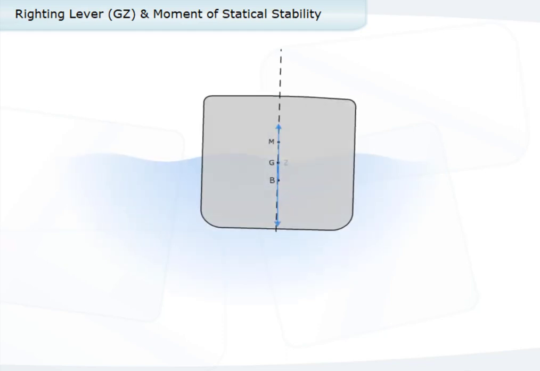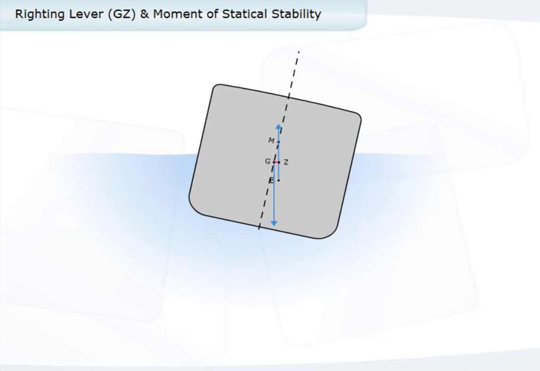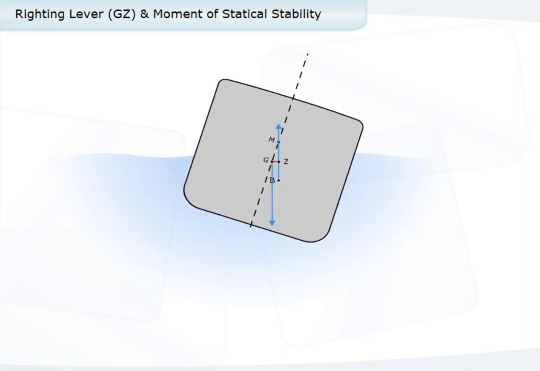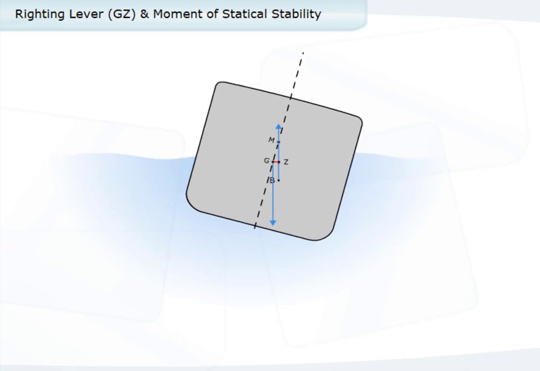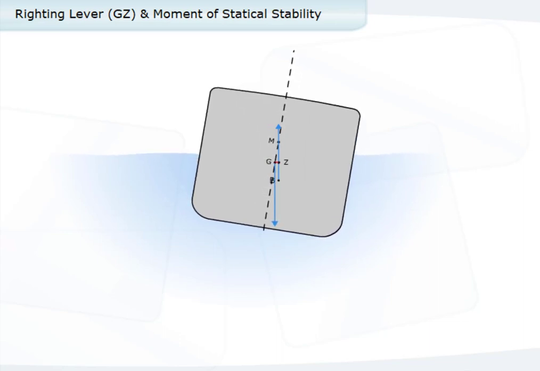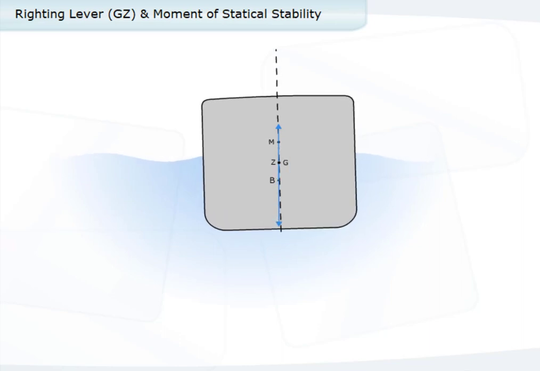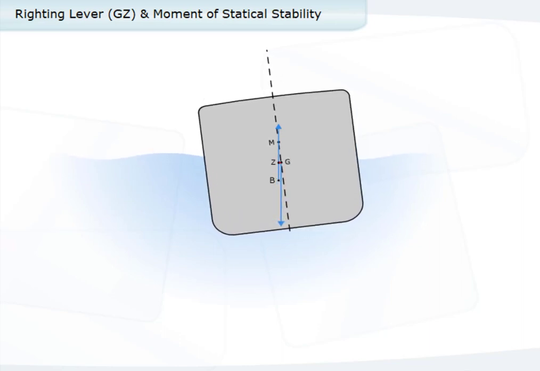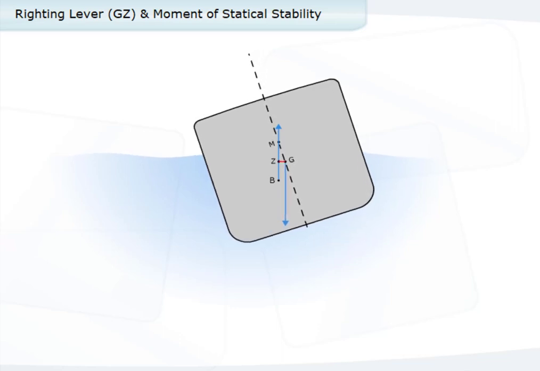The perpendicular distance between the ship's centre of gravity G and the vertical upthrust through the ship's centre of buoyancy B is known as the righting lever, and given the value Gz. This is the lever that is created when B and G are not in the same vertical line, and provides the couple to return the vessel upright after being inclined over by an external force, such as a wave.